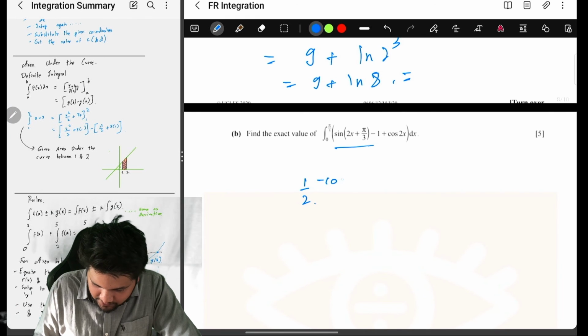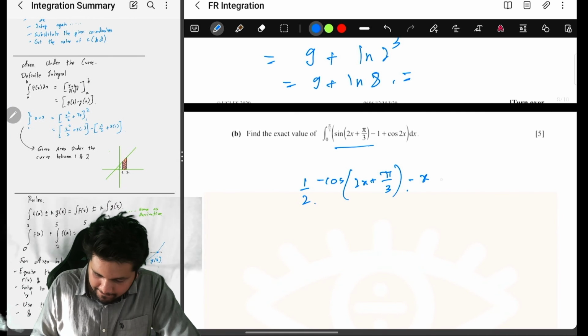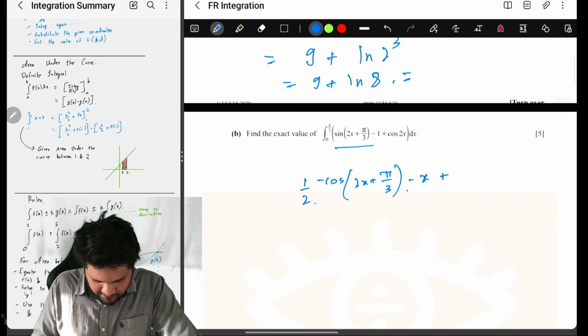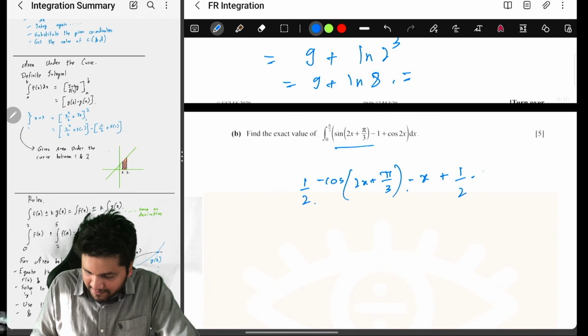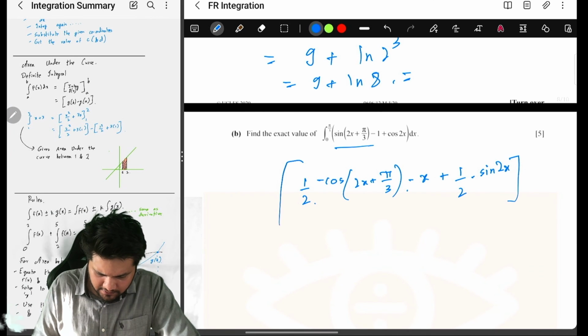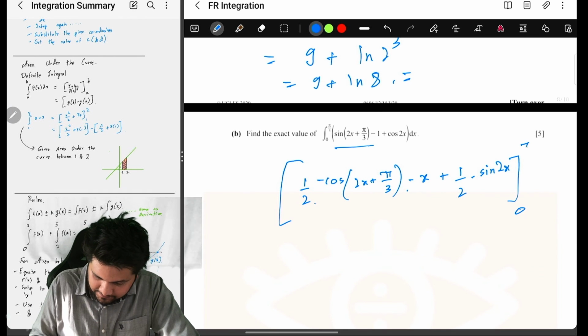It's going to be minus cos of (2x plus pi by 3). Why? Because we can just consider that thing as x. Minus x, plus, again it's going to be 1 by 2, since it is cos 2x, and the integral of cos is nothing but sine, so it's going to be sine 2x by 2. I hope I'm not doing it wrong. Yep, from 0 to pi by 3.